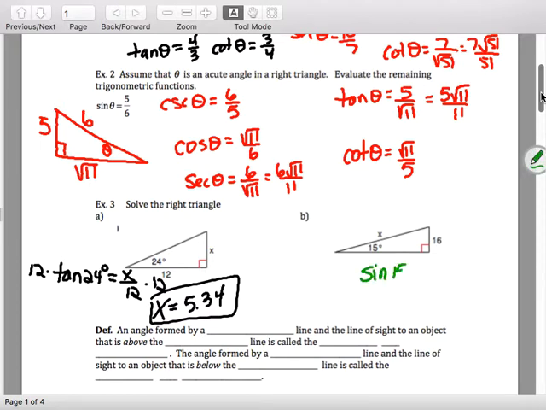So I got the sine of 15 degrees equals 16 over x. Whenever you have a fraction, you want to clear the fraction. So I multiplied by x and got x sine 15 degrees equals 16. And then you would divide by sine 15. And I got 61.82.